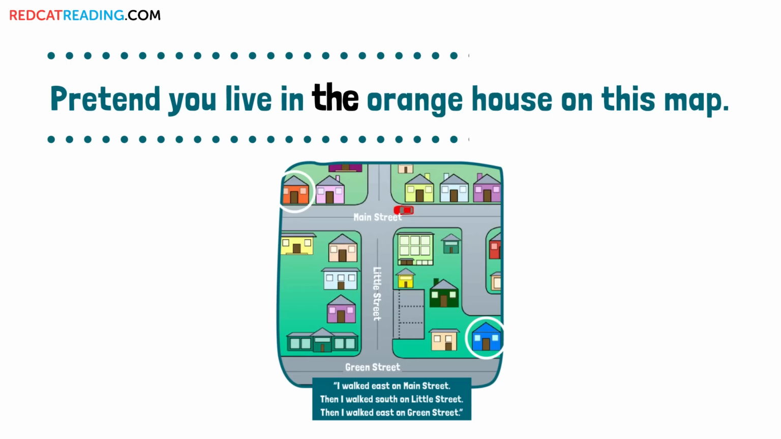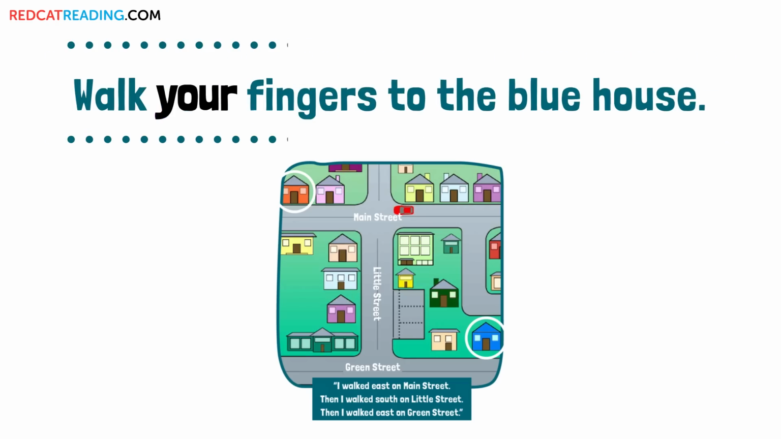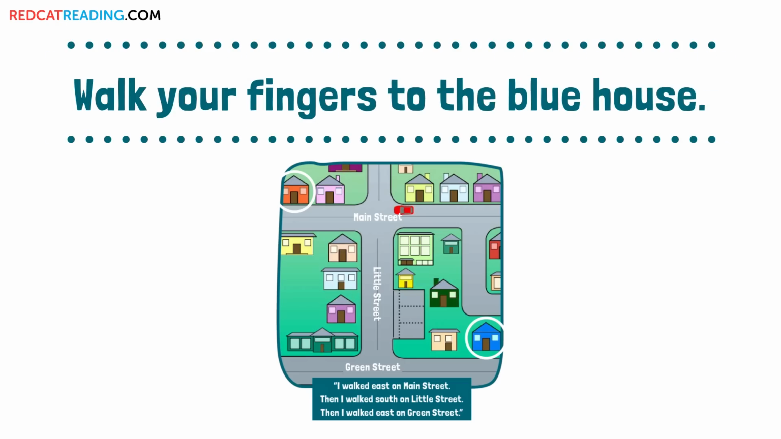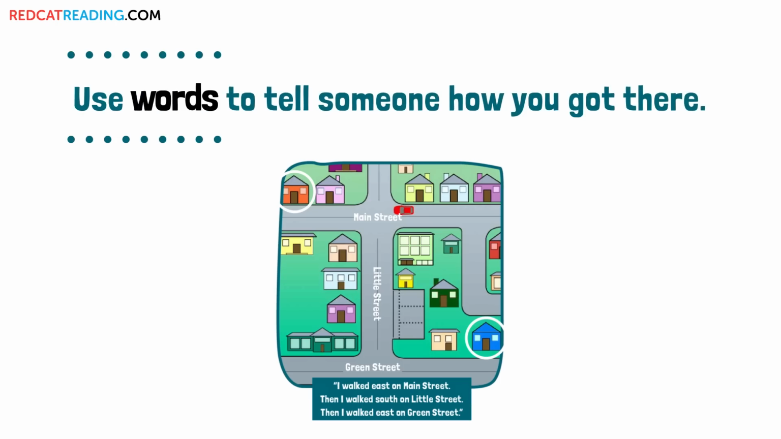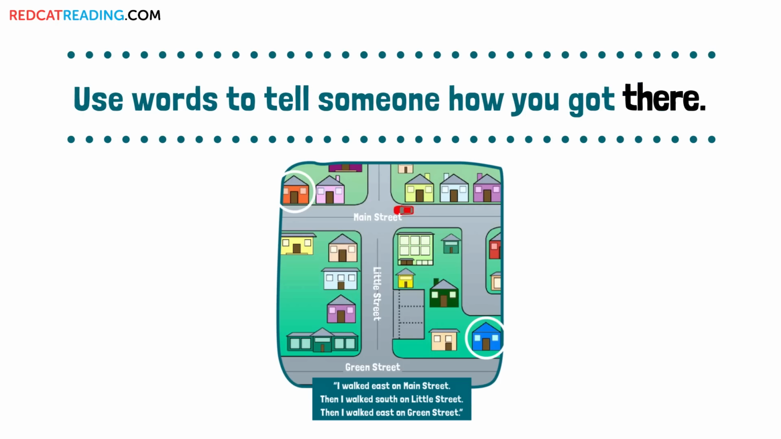Pretend you live in the orange house on this map. Walk your fingers to the blue house. Use words to tell someone how you got there.